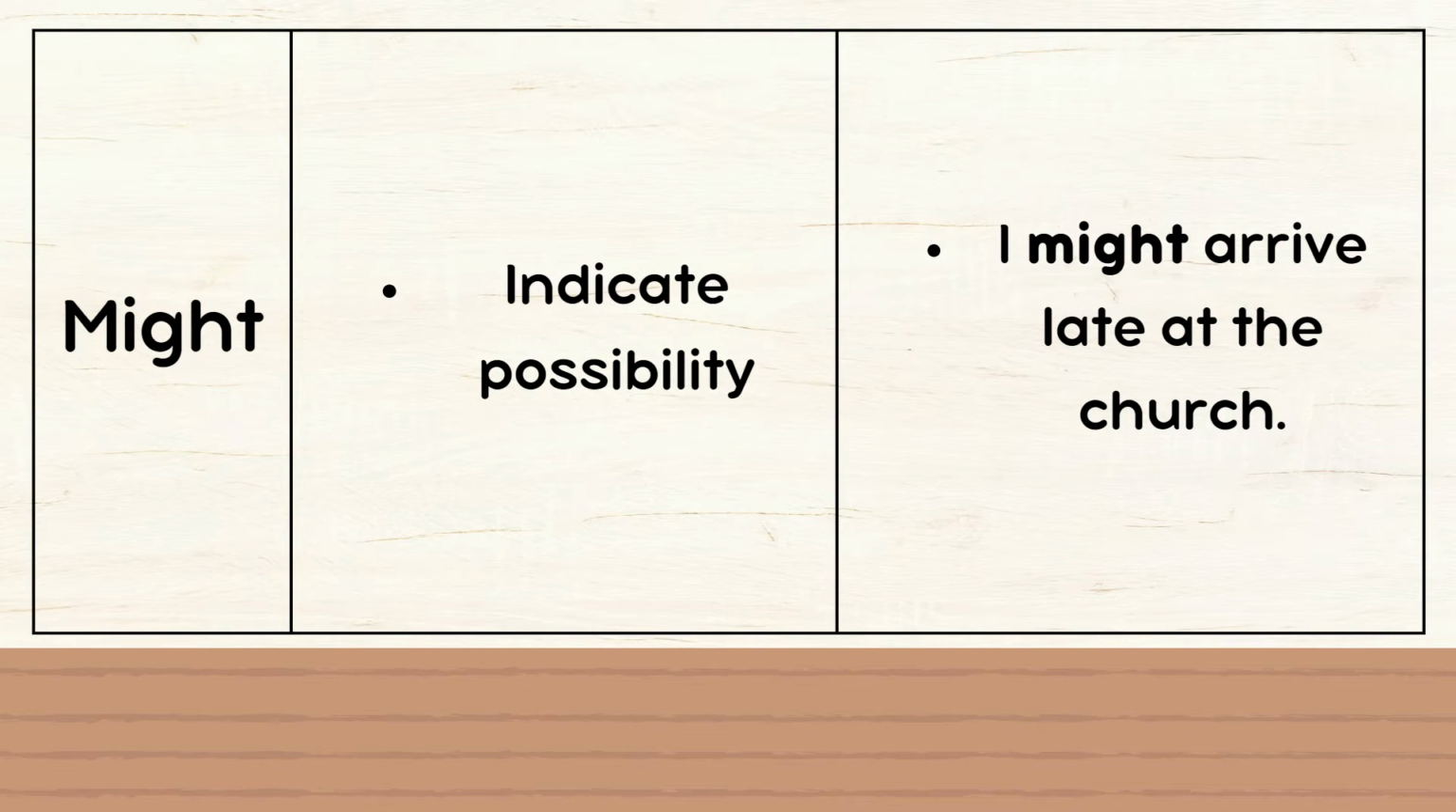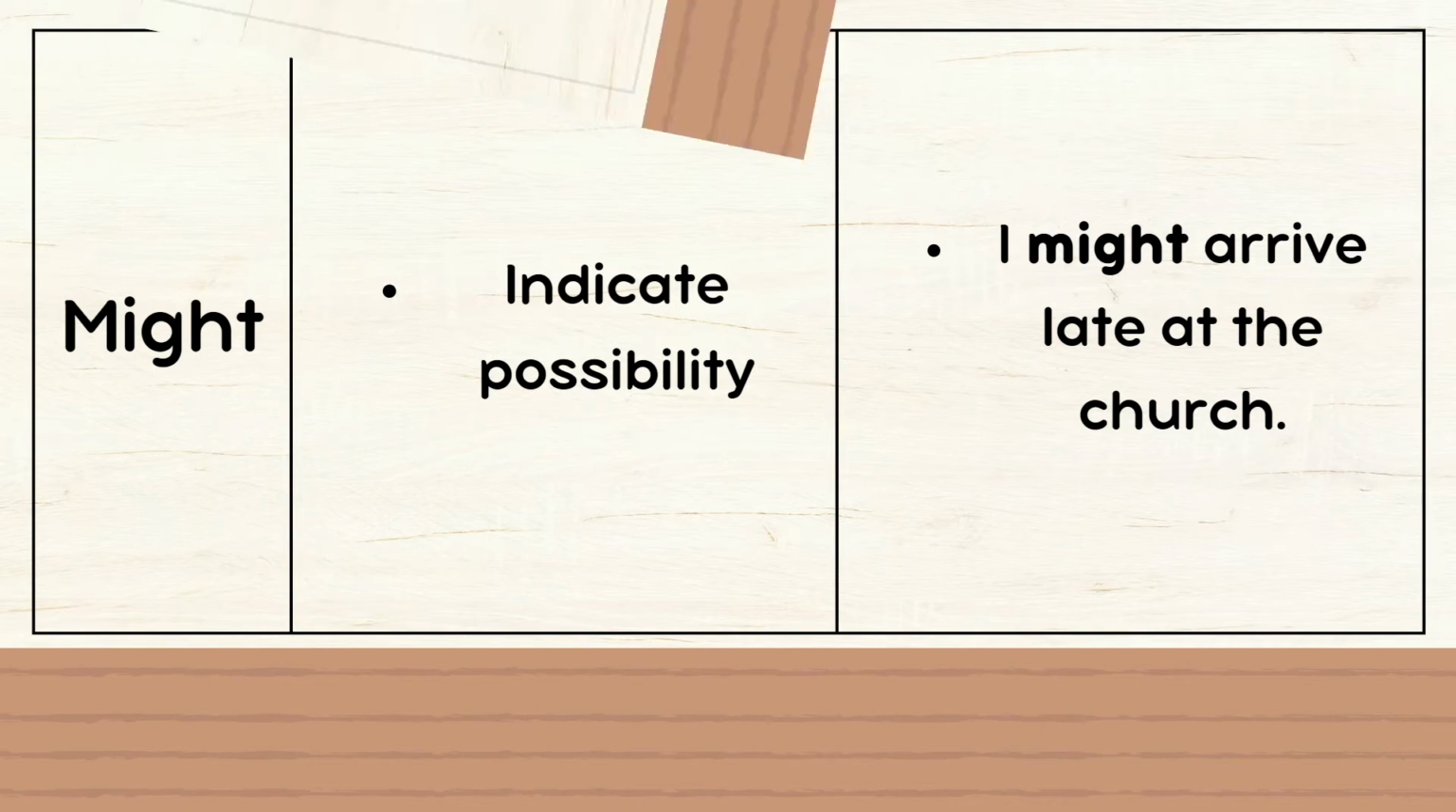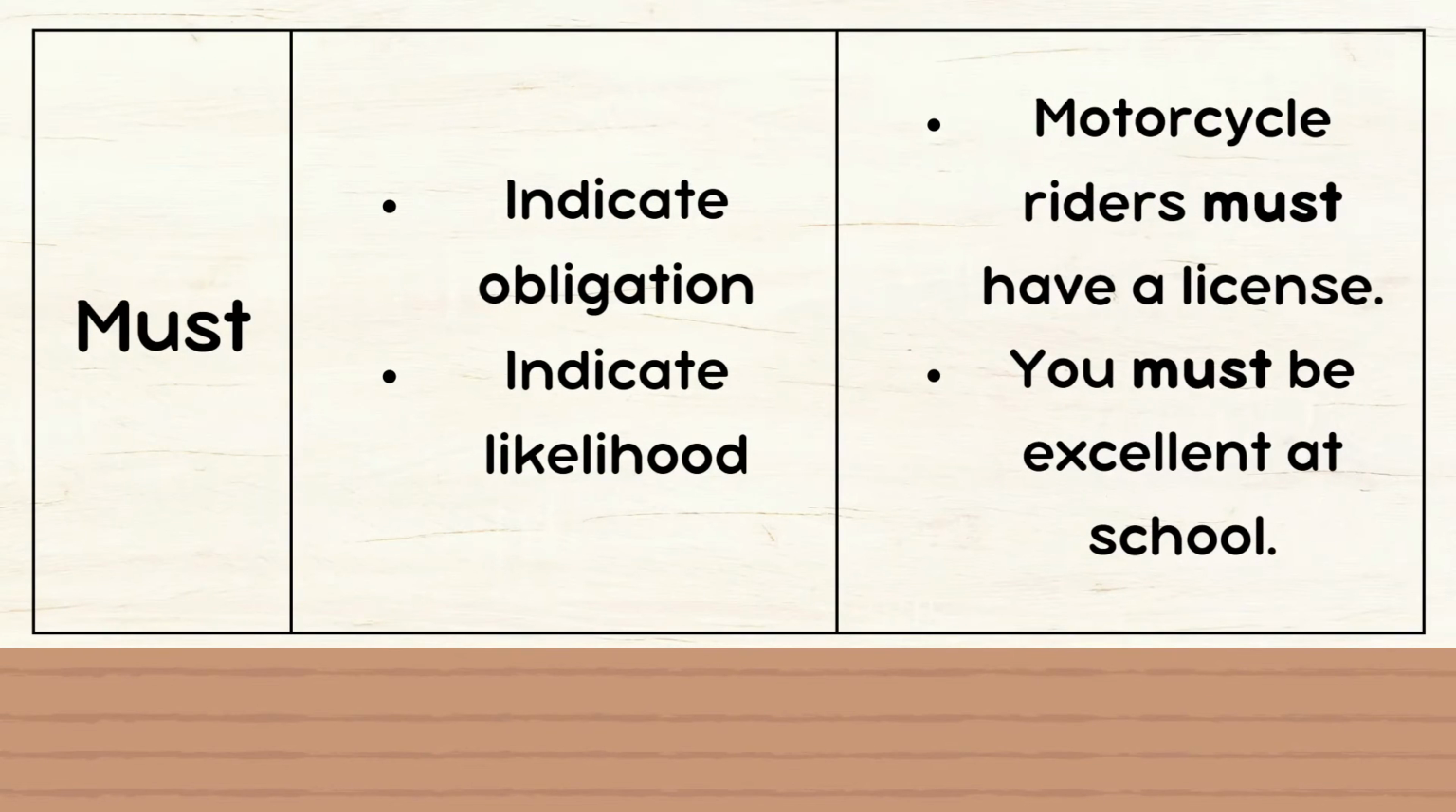The modal verb might indicates a possibility. I might arrive late at the church. Must indicates obligation. Motorcycle riders must have a license. It obliges the motorcycle riders to have a license in driving. Next, indicate likelihood. You must be excellent at school.